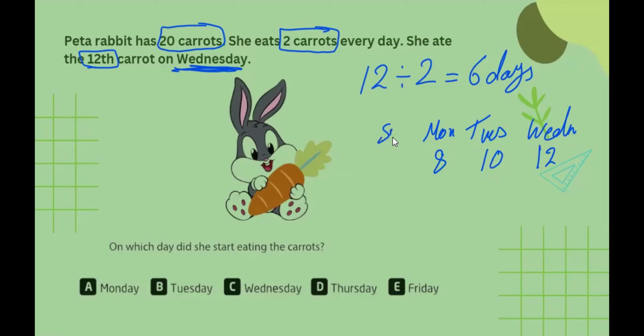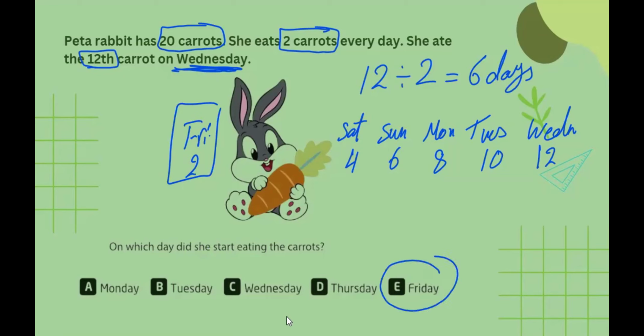So after that, Sunday, 6 carrots. Saturday, 4th. Friday, the first 2 carrots. So she started to eat carrots starting from Friday. So the correct answer is Friday, letter E. You are awesome. Let's go to the next problem.